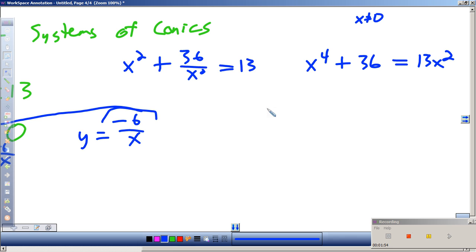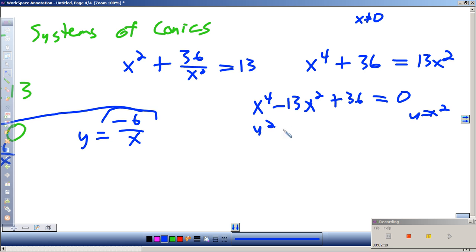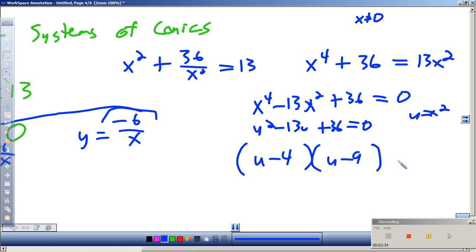Why is that? If anything is divided by 0, we have a problem. Okay, so we can say x to the 4th minus 13x squared plus 36 equals 0. We can say u equals x squared, so u squared minus 13u plus 36 equals 0. Factor: what multiplies to 36 and adds to negative 13? So u minus 4, u minus 9 equals 0.